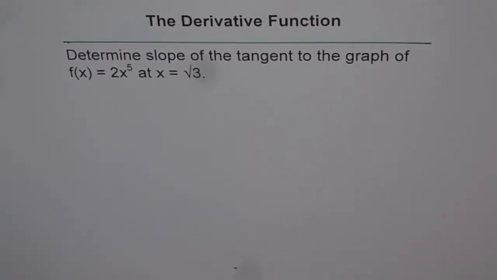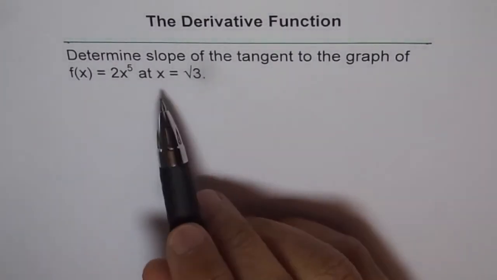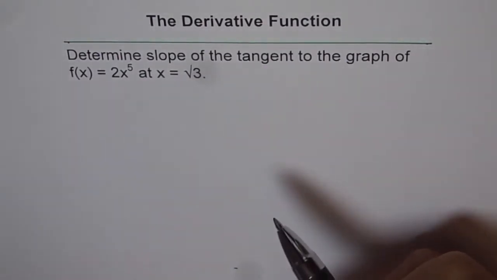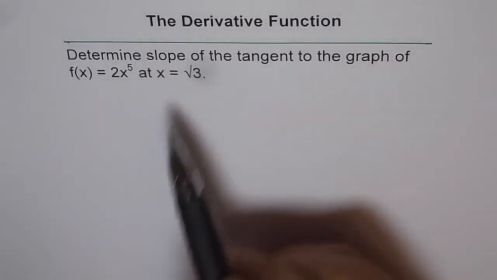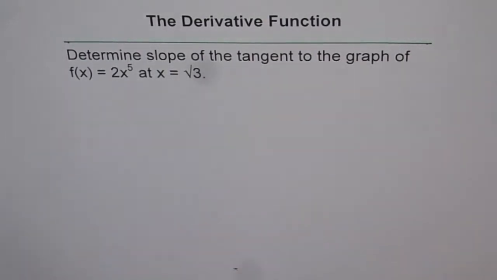The derivative function determines the slope of the tangent to the graph of f of x equals 2x to the power of 5 at x equals square root of 3. Now to find the slope of the tangent at a given point, which is x equals square root of 3, we basically will find the derivative at x equals square root of 3 for the function 2 times x to the power of 5.